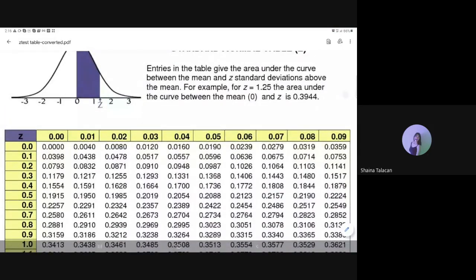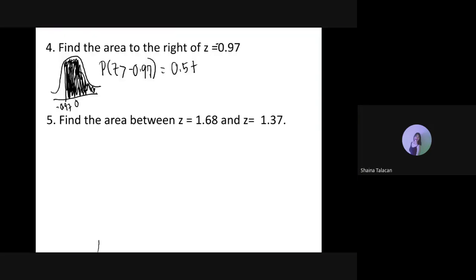0.97 is here, 0.3340. That's correct, Marjorie. So that will be 0.8340, or 83.40%. To convert decimal to percent, we just have to multiply it by 100.